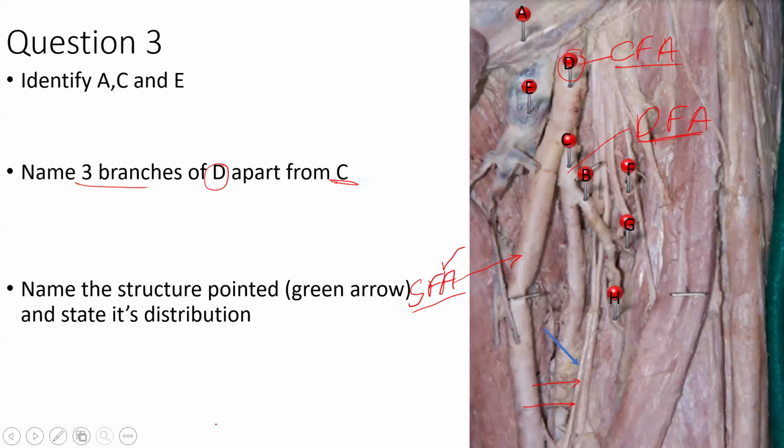Are you supposed to state the area it innervates? So if asked distribution, you just say cutaneous innervation of the medial side of the leg and the foot up to the level of the first metatarsophalangeal joint. That's how you state it, not the branches.